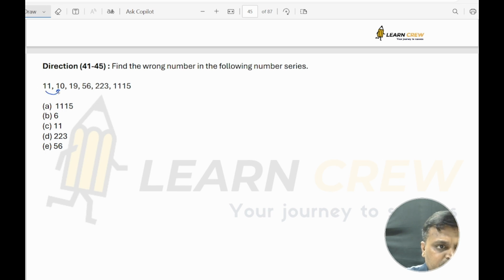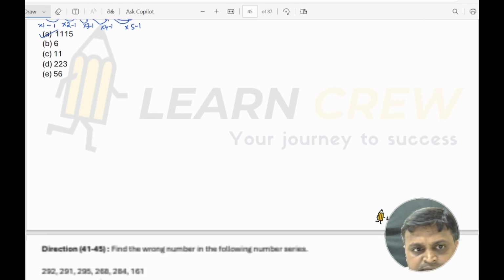How in multiplication? 11 into 1, 11 minus 1. 10 into 2, 20 minus 1. 19 into 3, 57 minus 1. 56 into 4, 224 minus 1. 223 into 5 is 1115, minus 1, 1114 has to be there. So the wrong term is 1115. Next.